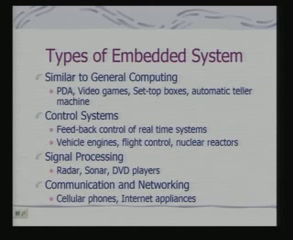And communication and networking is another category of which the most common example is your cellular phones. And now we are getting a number of internet appliances. In fact, the web enabled vending machine is an example of this kind of an internet appliance.